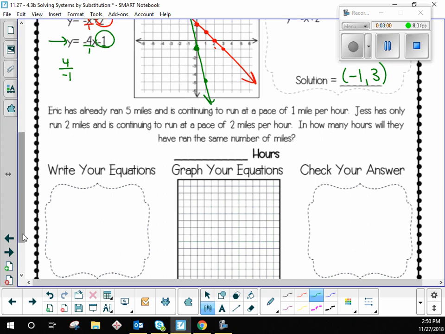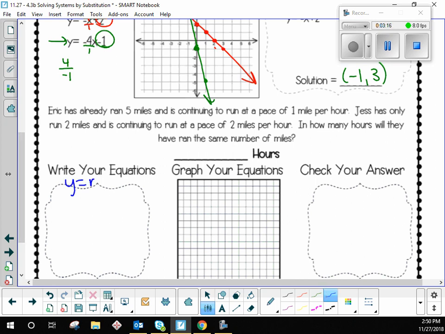So Eric has already run 5 miles and is continuing to run at a pace of 1 mile per hour. It's not even walking. It's not even crawling. But it might be crawling. So we need to write an equation to represent that information.